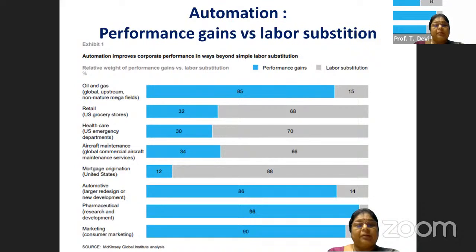In the retail industry, grocery stores, 32% performance gain. Healthcare, 30%, because more doctors are needed. So if you look at automation, it can provide more gain in oil and gas and in redesign and new development of automobiles like cars. In the pharma industry, in research and development, 96% performance gain. In digital marketing, 90%. So there are commerce teachers, there are management teachers. Digital marketing is one area which can be automated very well.